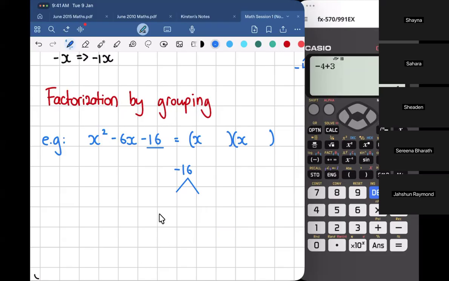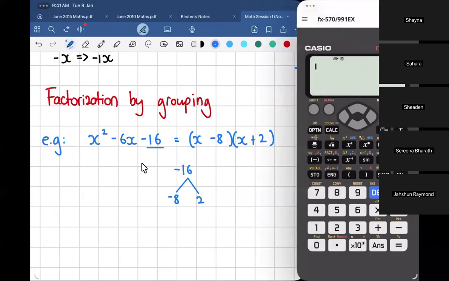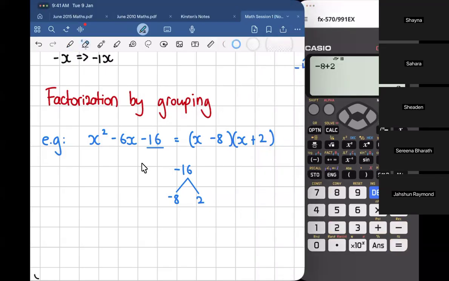Sheena, did you figure it out? What are two numbers I can multiply to get minus 16 and add to get minus 6? Minus 8 and positive 2. Right. Let's see if that would work. Minus 8 times 2 is minus 16, and minus 8 plus 2 is minus 6. So that's correct. That's how you would normally do it.